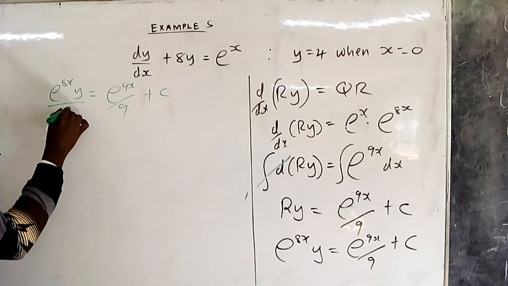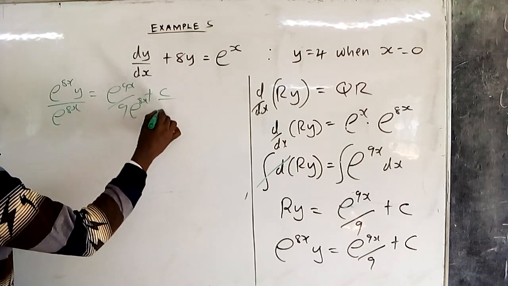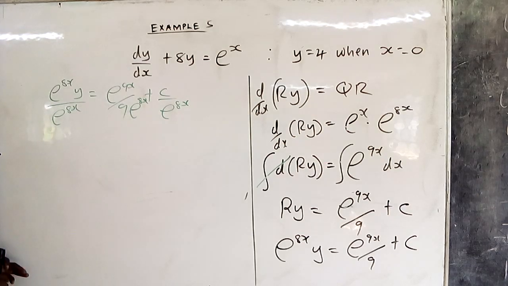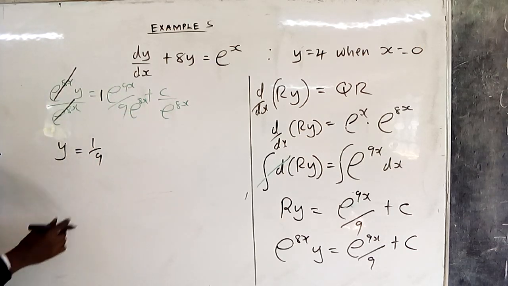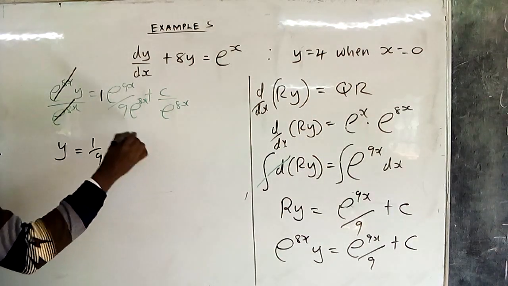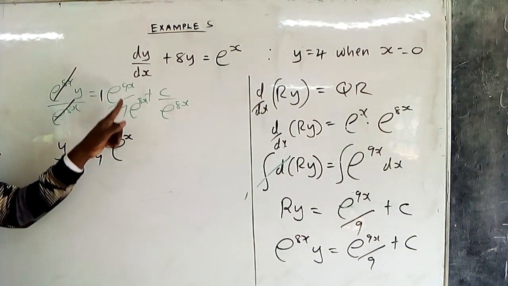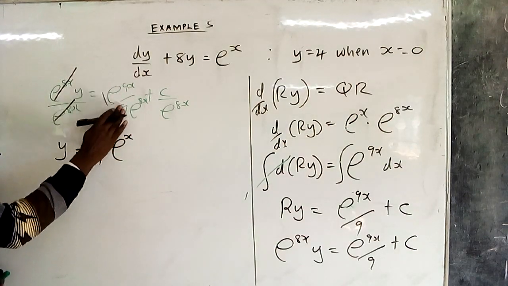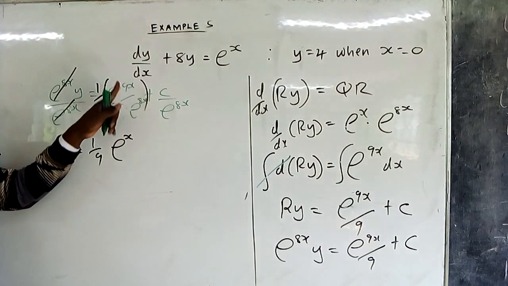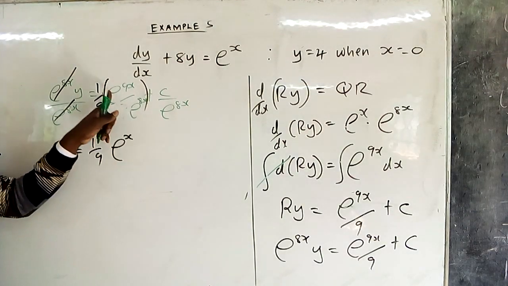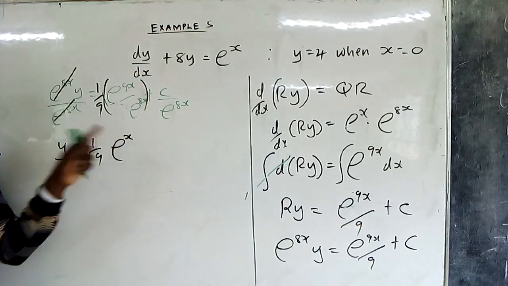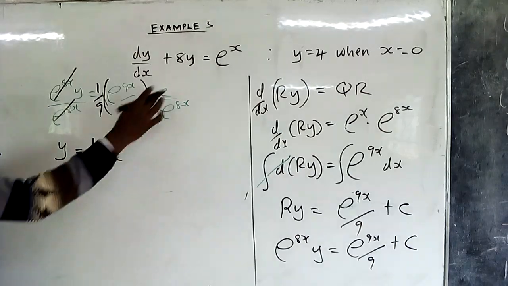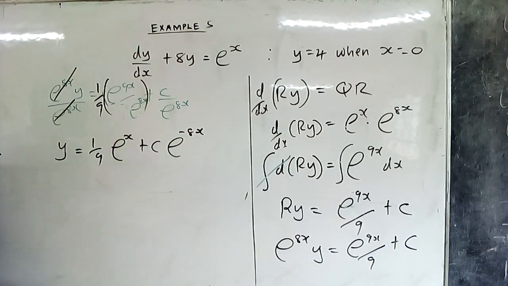We now want to divide all through by exponential 8x. What do you get? This cancels with that, you remain with y. Exponential 9x, remember this is 1 over 9, isn't it? 1 over 9 exponential 9x over exponential 8x, same base with the division sign, you factorize that. You remain with exponential 9x over exponential 8x, same base, you subtract the powers with the division sign, isn't it? So you remain with 9x minus 8x. Are we together? Then it is plus c exponential negative.